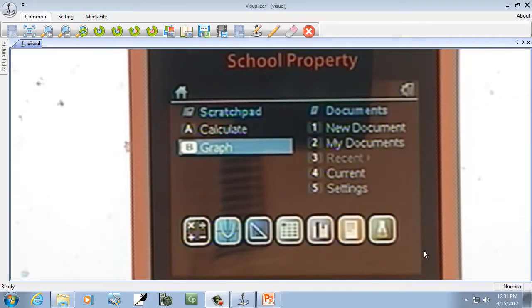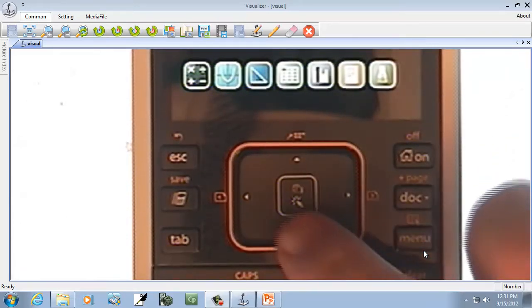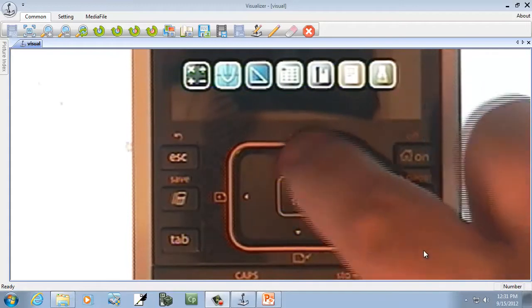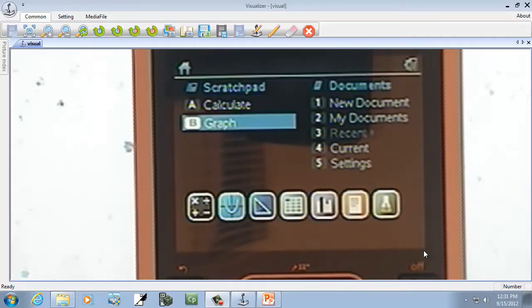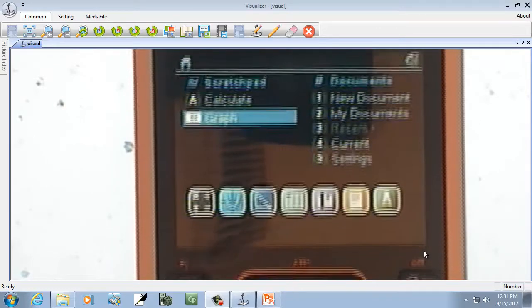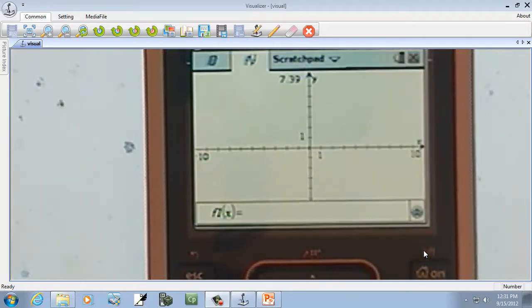Now, there are different ways you can select those items. This is your up, your down, your left, and your right arrow key. If I press my up arrow key, I can highlight calculate. If I press my down arrow key, I can choose graph. And then you just press the middle of this, and that chooses your option.